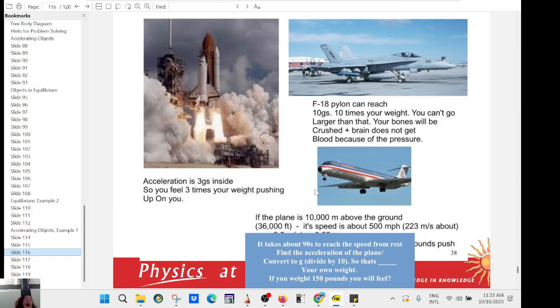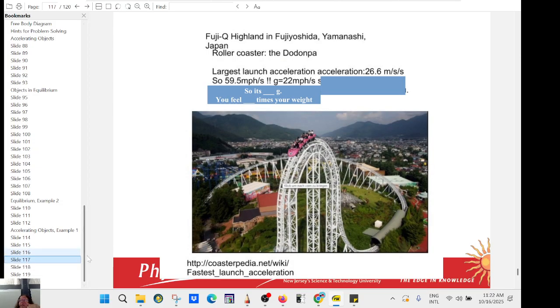In an airplane like this, maybe 20%, 25% G, 25% of your weight pushing you so you can reach the speed you can accelerate. Is that clear? This is in Japan. It's an old slide, so I don't know if they build another one like this, but the acceleration is like 3g. Very friendly. I mean, if you like it, it's good.